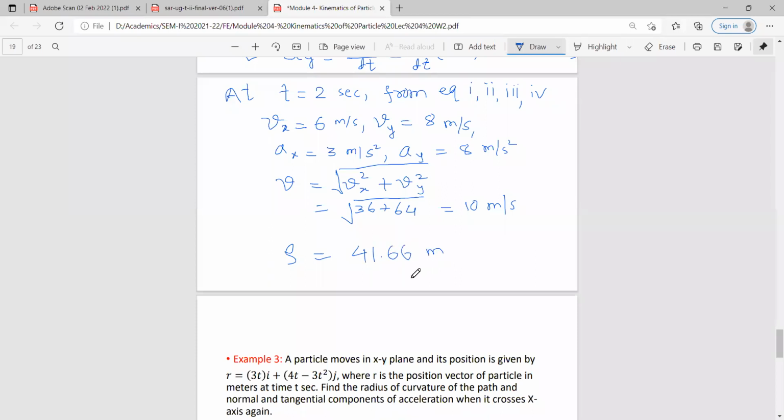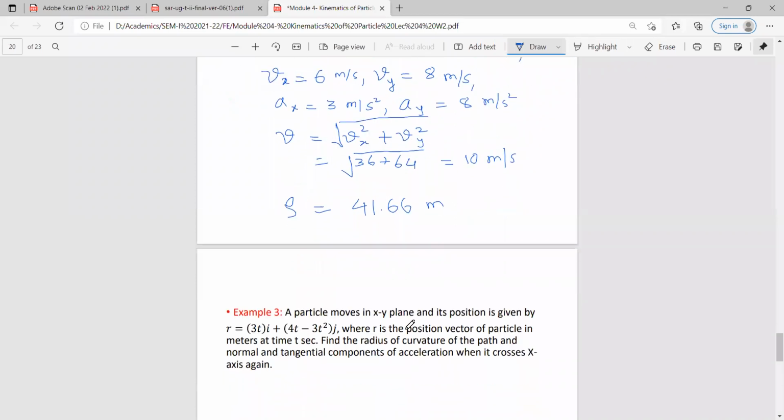41.66 meter. Okay. So if anyone wants me to wait, please let me know. Otherwise, we will go for the next problem.